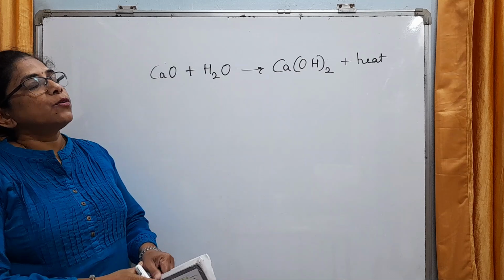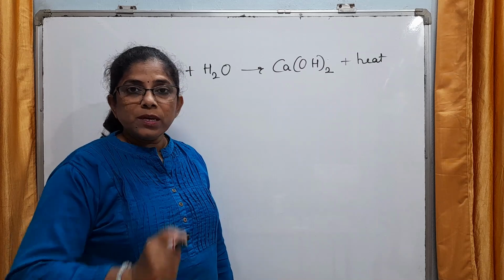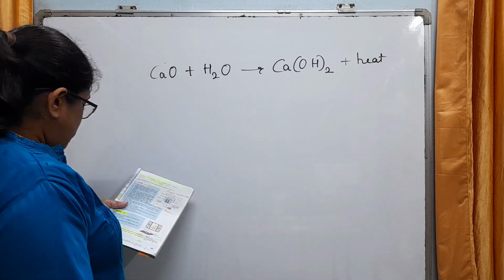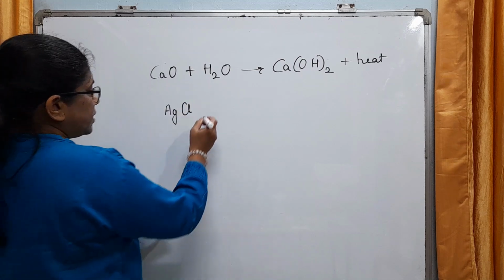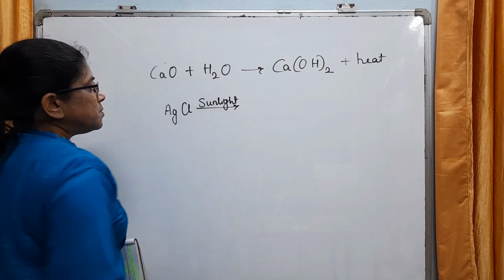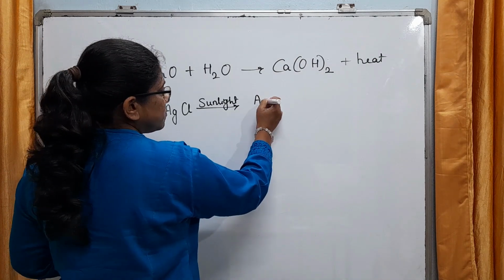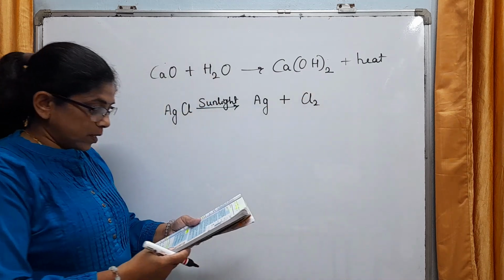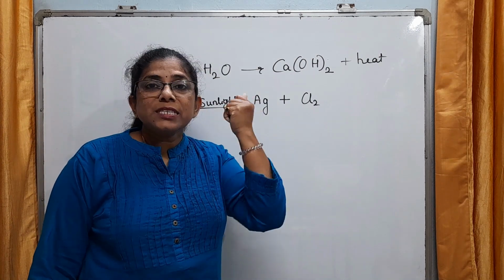Exactly opposite of this, there are few reactions where heat is absorbed. Without the absorption of heat, the reaction cannot proceed further. For example, here silver chloride. Silver chloride decomposes in the presence of sunlight. Means in absence of sunlight, this decomposition will not take place. So what happens here is silver chloride decomposes to form silver and chlorine. So this reaction takes place only in presence of sunlight. Means what here? Heat is absorbed.